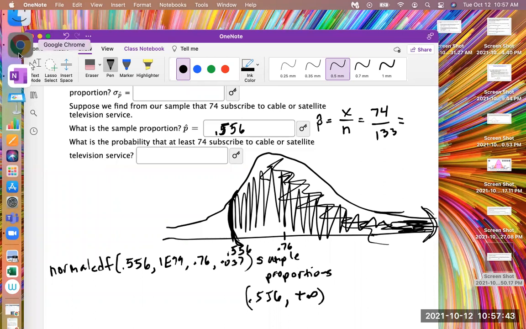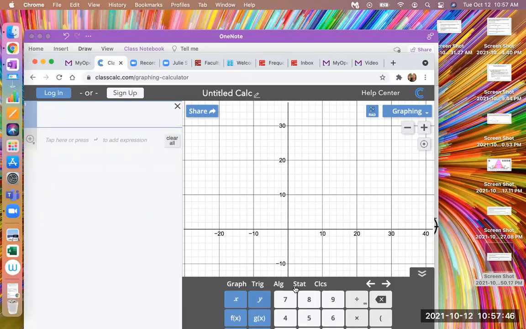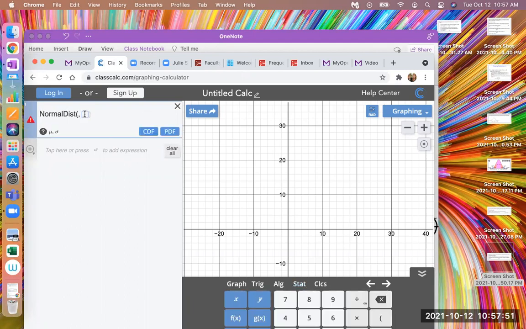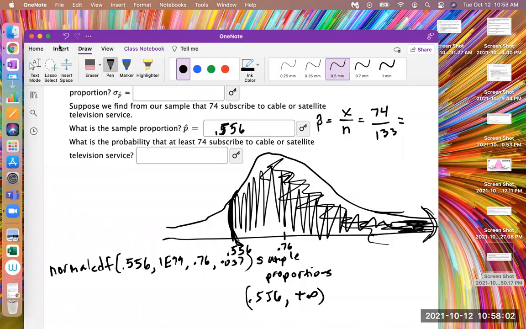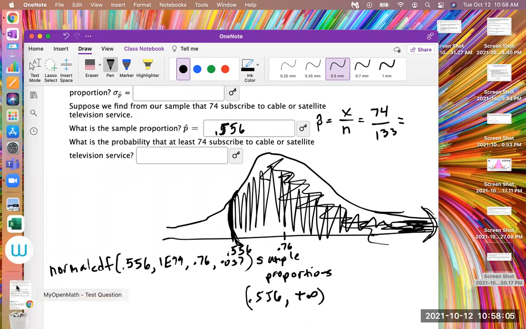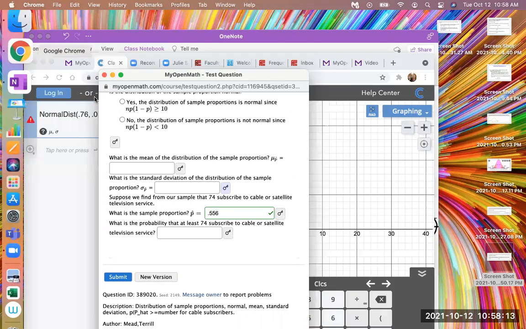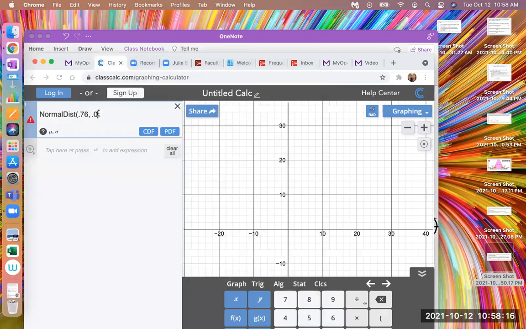But let's see what it looks like on ClassCalc. I'm going to do stats, distribution plot, normal distribution, my mean 0.76, and standard deviation 0.037. That's accurate to 4 decimal places, which is probably accurate enough for us.